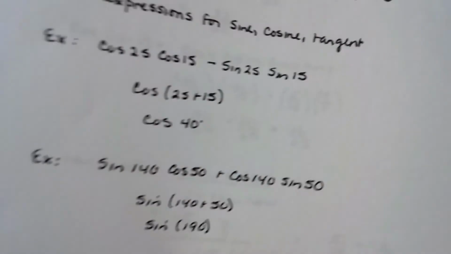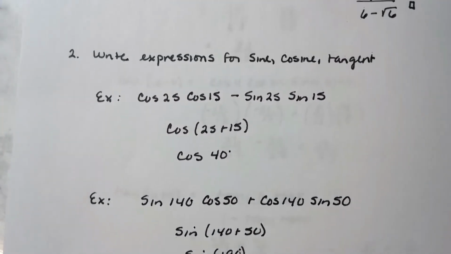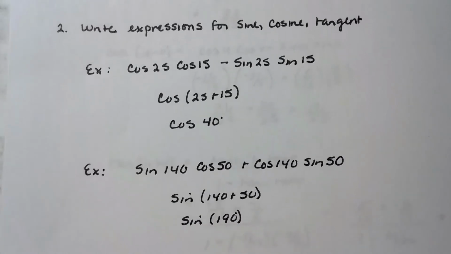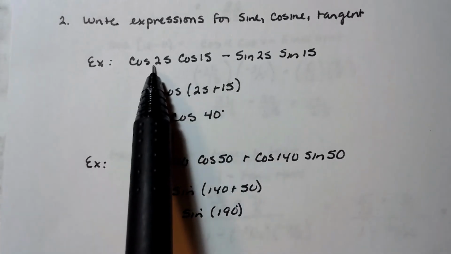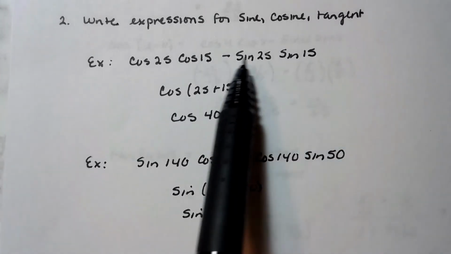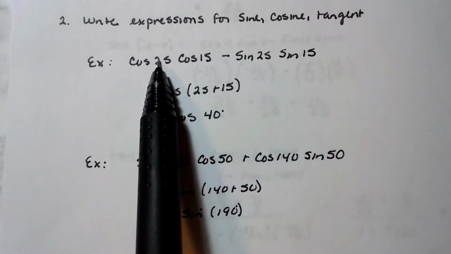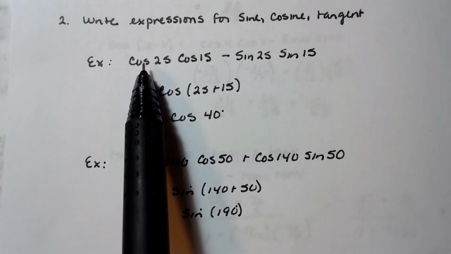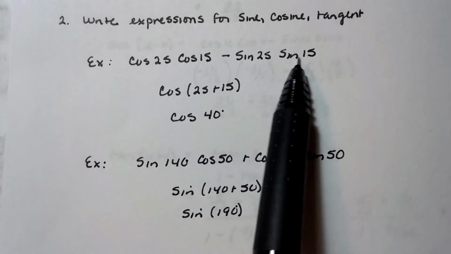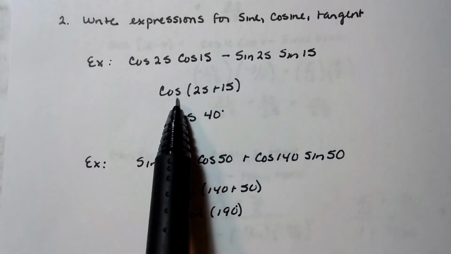Okay, the next thing we use these for is to write expressions for the sine, the cosine, and the tangent. These are easy because they're going to give you the expanded form, and what you have to do is recognize that this is the difference formula for the cosine. How do I know it's the cosine? Because the pattern goes cosine, cosine, sine, sine. So I know it's going to be the cosine.